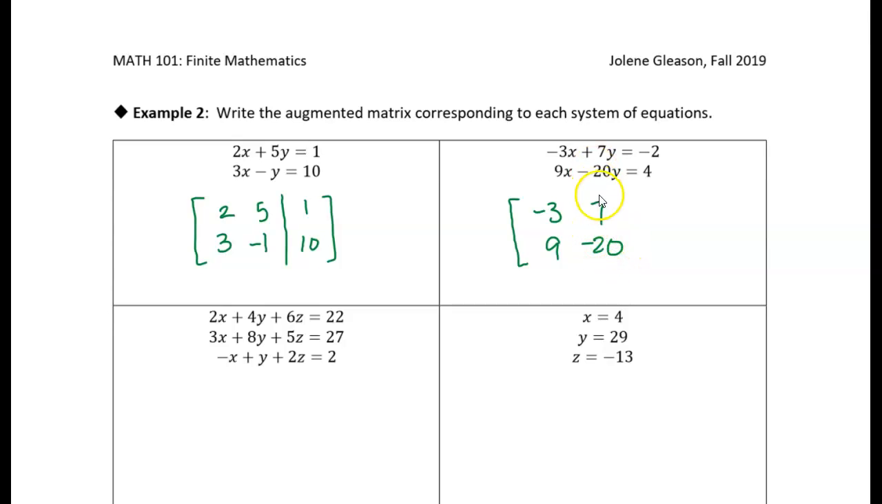All right, so make sure you preserve the sign. So when it says minus, then it's the same thing as plus a negative 20, right? So it's really negative 20. And then on the right-hand side here, we have a negative 2 and a 4. All right, so that's the augmented matrix corresponding to that system of equations.